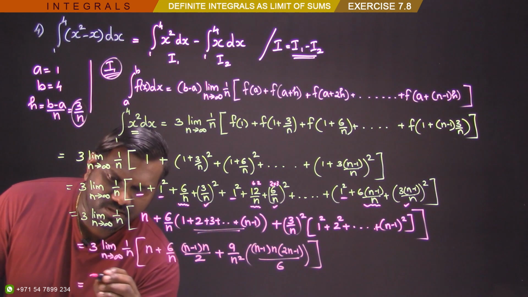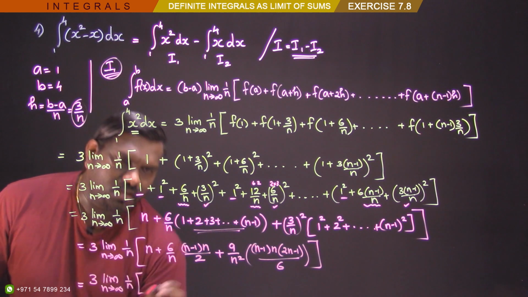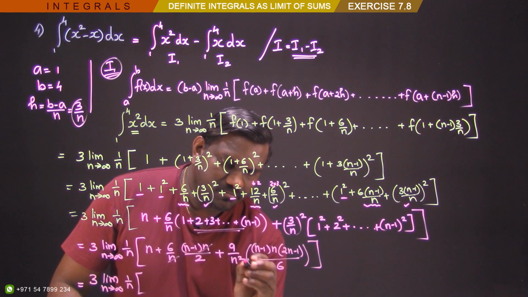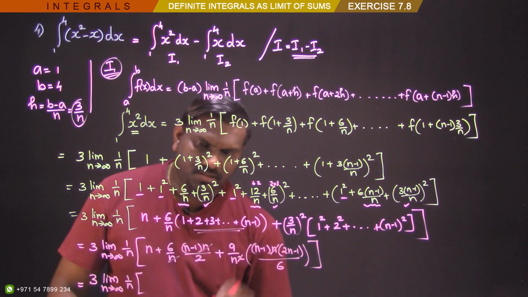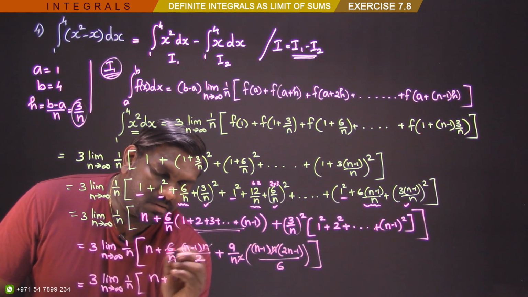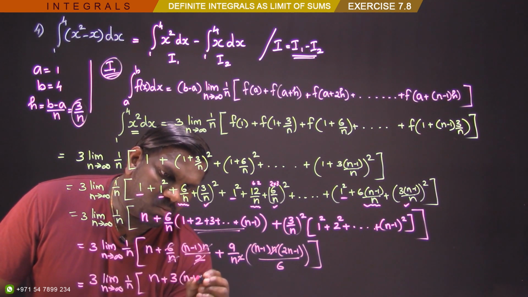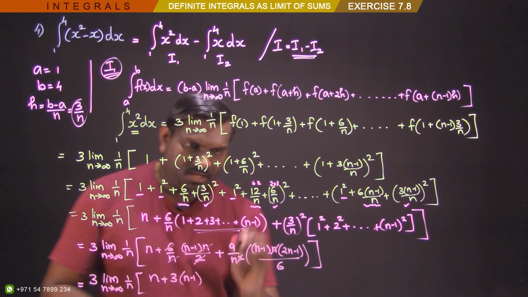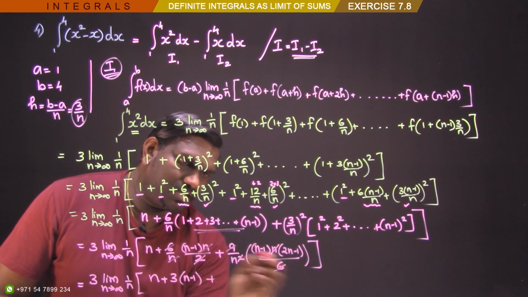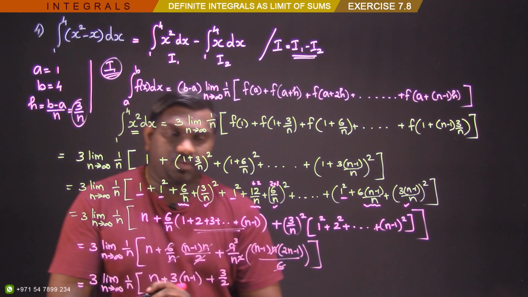So what you will get here, 3 limit n tending to infinity 1 by n. Now let's see, n could be cancelled with this n square, 1 will go with this. So if I write n is there, then you have an n, you got a 6 here which would cancel with this, and we'll get 3 into n minus 1, right? Then plus you have 9 and 6 which is 3 by 2.